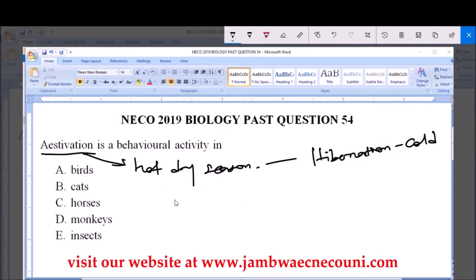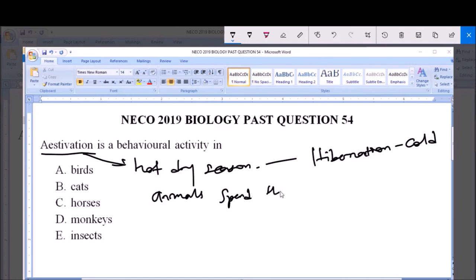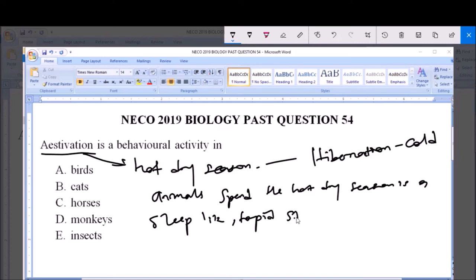But for estivation, the animals or organisms spend the hot dry season in a sleep-like or torpid state. That is, these animals go into a sleep-like state or a torpid state. They become inactive during this hot dry season. That is estivation. It is the opposite of hibernation. During hibernation, the animal goes into an inactive state during cold season. But in estivation, it is during hot dry season.